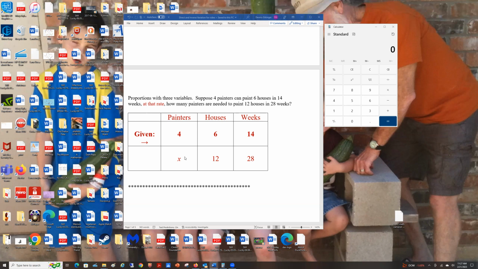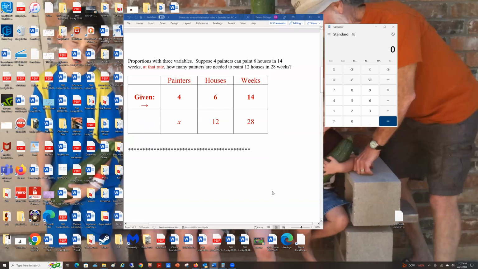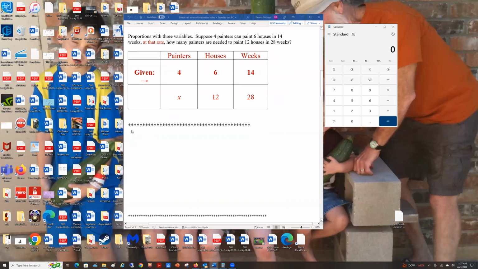And that's not right. Here's why. I want you to understand why. If you double the number of painters, that will double the amount of work that you can do without changing the time at all. Or if you double the amount of time, here's what will happen. In 14 weeks, these 4 painters will paint 6 houses. And then in the subsequent 14 weeks, they'll paint another 6 houses. And that's why the answer is 4, which a few of you got when I asked you this before this taping started. All right.